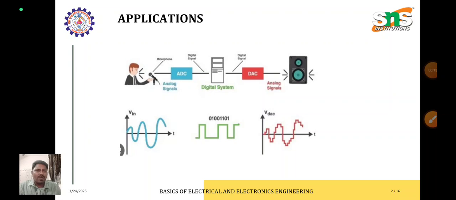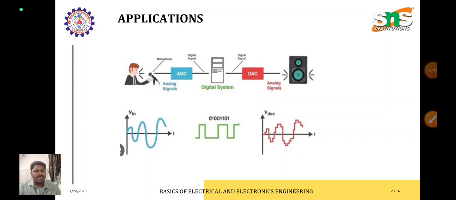For example, we can take a mobile phone or mic, whatever it may be. Let's take the example of a mic audio system. When we are talking into the mic, this speech is nothing but an analog signal. That analog signal has to be converted into a digital signal for easy transmission and for modification.